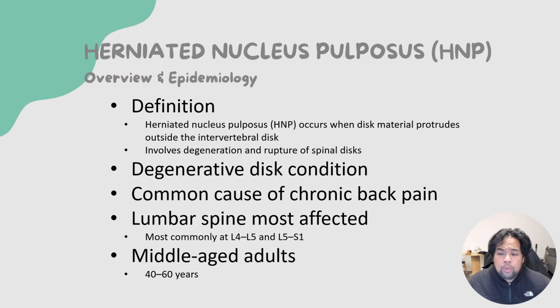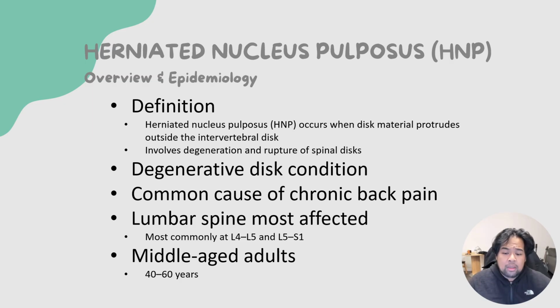Herniated nucleus pulposus, or HNP. This is the overview slide. So basically what happens is that disc material protrudes or bulges outside of the disc, and it involves degeneration or rupture of spinal discs. It is a degenerative disc condition, and it's the most common cause of chronic back pain. About 2% of the general population will have this.